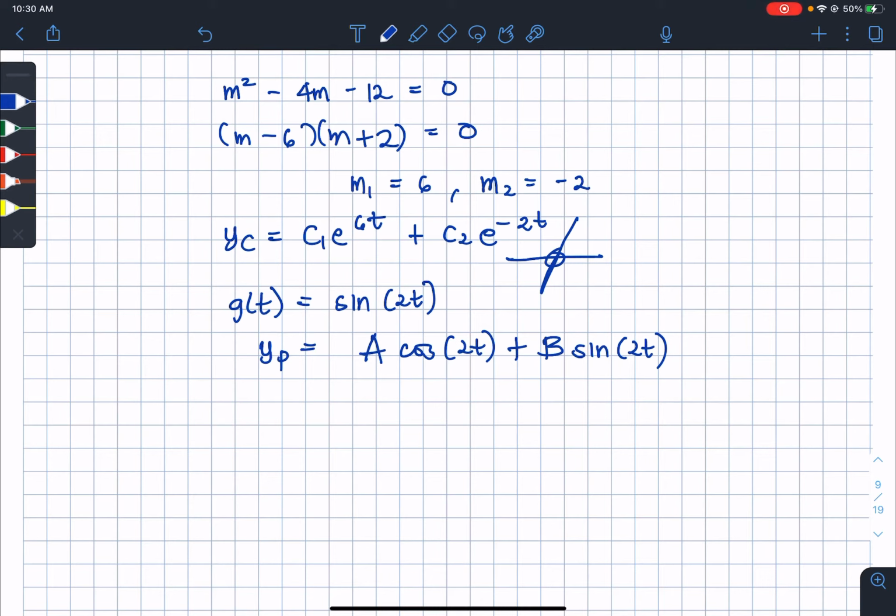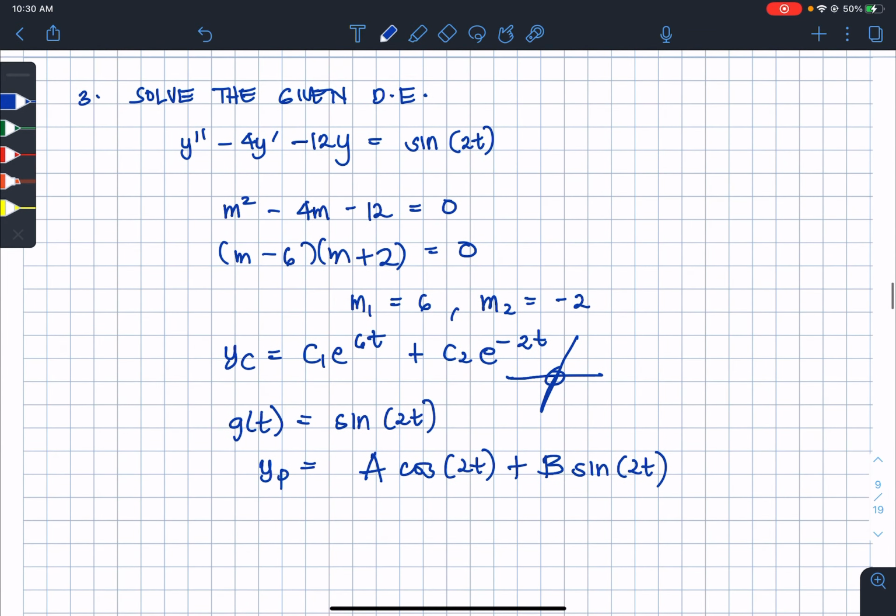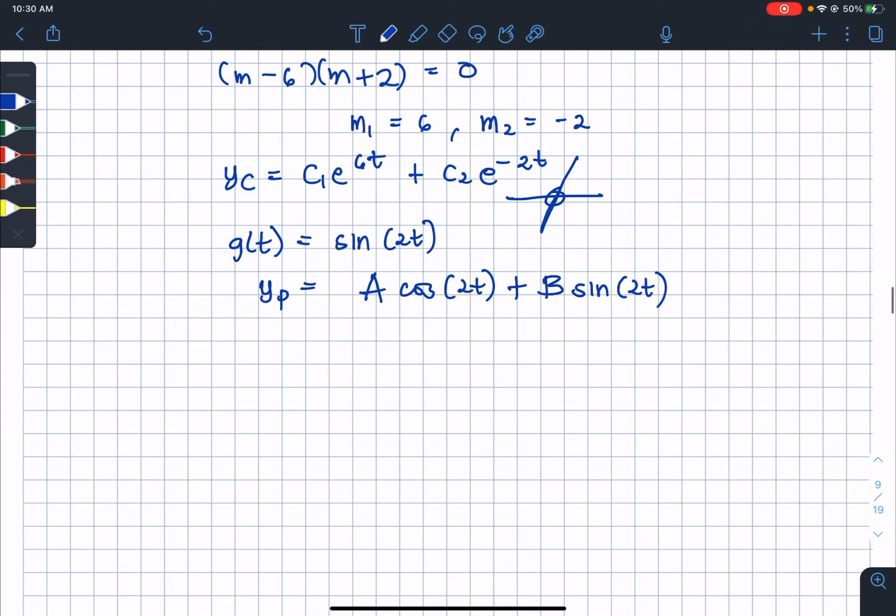The next question is how do we find the values of a and b? To do that, we're just going to differentiate, depending on our given differential equation. Since this is a second-order equation, we're going to find the second derivative, and then substitute it into the original equation.